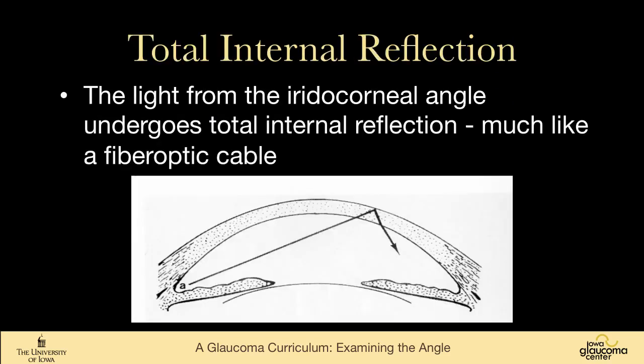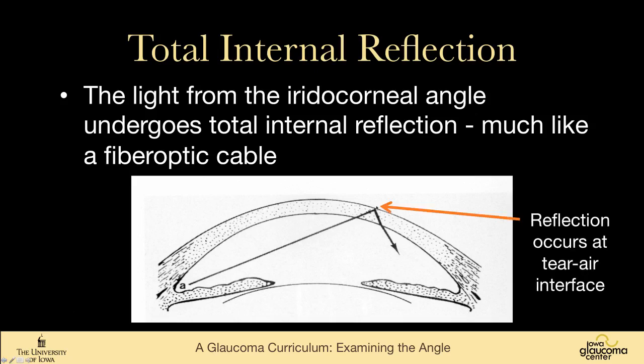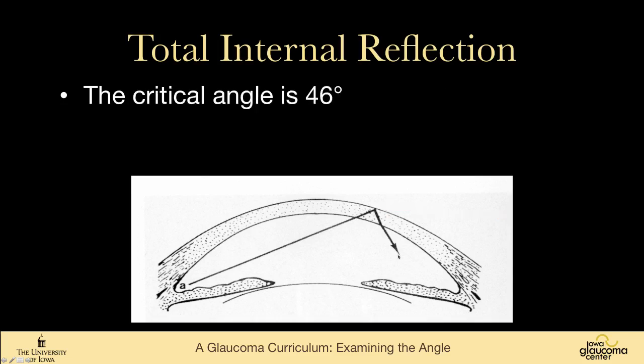So let's just talk about principles. The light from the iridocorneal angle undergoes total internal reflection, just like in a fiber optic cable, so that the image from the trabecular meshwork comes up, and where it strikes the air, it reflects back in. Sometimes you'll see drawings where it's reflecting here. That's actually not what happens. The big index of refraction change is between tears and air and reflects back in. And that critical angle is 46 degrees.